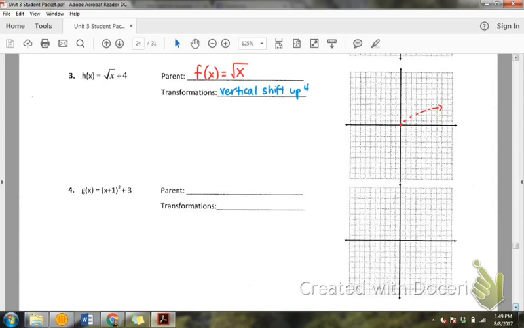So does that mean that I go down or I go up? Vertical shift is the same sign. So we're starting here. We're making it go off. Okay? That's not that bad. Let's look at number 6.